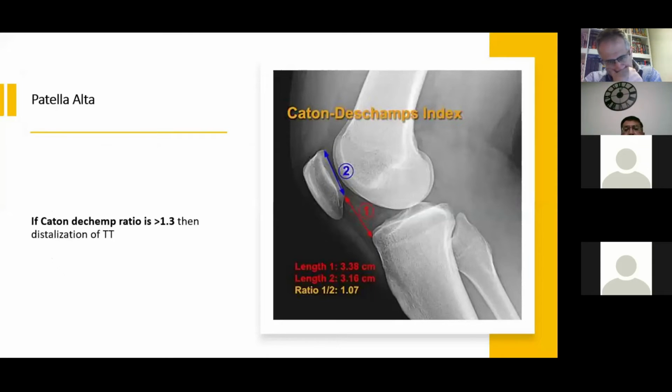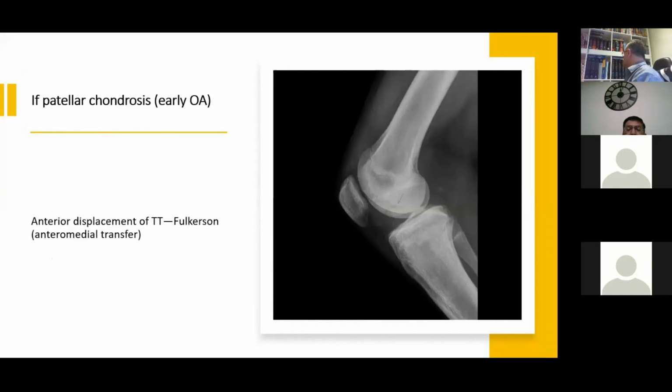If there is patella alta, if the Caton-Deschamps ratio is more than 1.3, then we can do the distal transfer of the tibial tuberosity. If there is patellar chondrosis or early osteoarthritis, then we can do the anterior displacement of the tibial tuberosity, and that is the Fulkerson method, the anteromedial transfer of the tibial tuberosity.